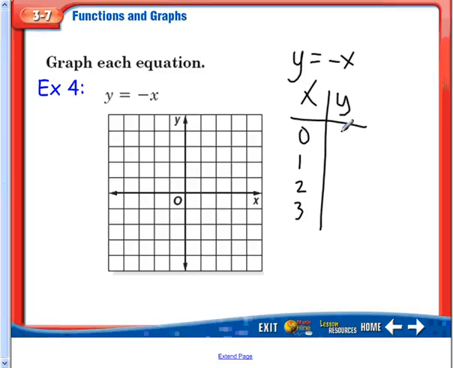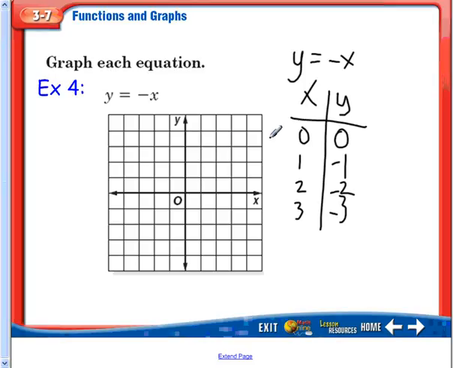If I put 0 into the function, I'm going to get 0 out. So I know one of my points is going to be at my origin, 0, 0. If I put 1 in for x, it becomes negative 1. So when x is 1, y is negative 1. When x is 2, y is negative 2. When x is 3, y is negative 3.